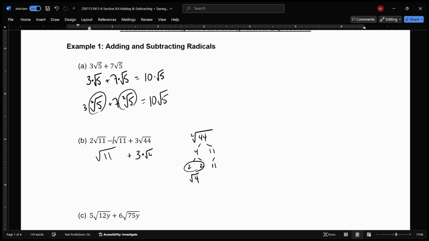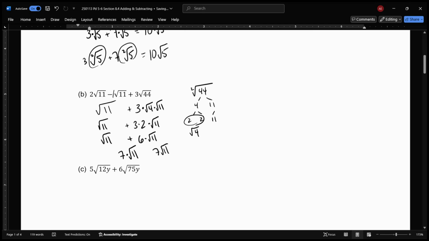You could do this a couple different ways. I know there's a bunch, and you probably already have your own. But anyway, 3 times the square root of 11 plus this ends up being 3 times 2 times the square root of 11, or the square root of 11 plus 6 times the square root of 11. Don't forget there's a coefficient of 1 here. So all told, 1 plus 6 is 7 times the square root of 11. If you just write 7 times the square root of 11 like that, without the multiplication symbol, that's fine.